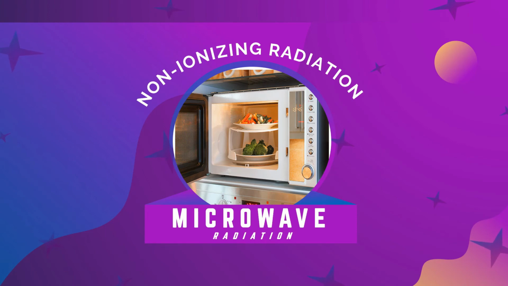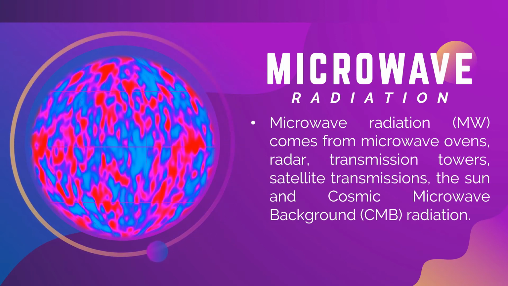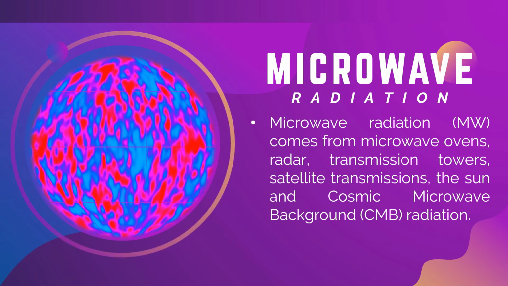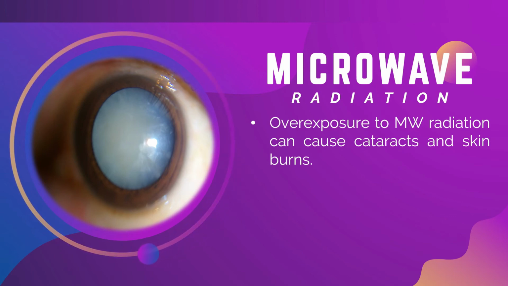Next one is microwave radiation. So, microwave radiation comes from microwave ovens, your radars, transmission towers, satellite transmissions, including the sun, and the cosmic microwave background radiation or the radiation that came from the formation of the universe during the Big Bang. Overexposure to microwave radiation can cause cataracts, just like what is shown in this picture, and skin burns.